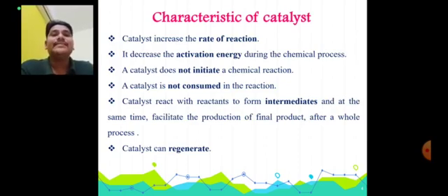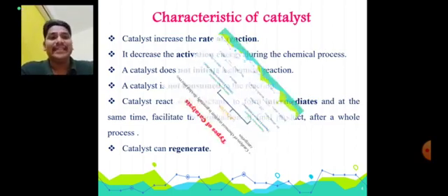The next one is that a catalyst reacts with the reactant to form an intermediate and at the same time facilitates the production of the final product after the whole process. And the last one is that a catalyst can be regenerated. That means in the chemical process the catalysts remain throughout the whole reaction. That's why we can use the catalyst again and again. These are the main and important characteristics shown by the catalyst.